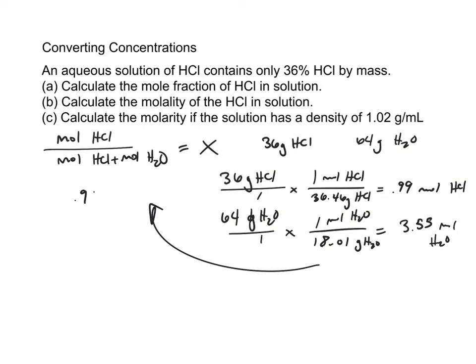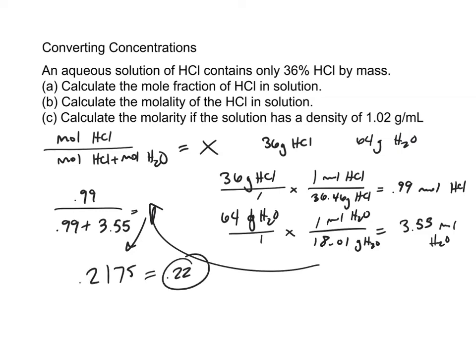So I'm going to take the 0.99 moles and divide by 0.99 plus 3.55. And the answer I get is 0.2175, rounded to 2 sig figs is 0.22. Now, mole fraction has no units. You're simply taking moles divided by moles, so you're just looking at a decimal, something less than 1, because you're comparing the moles of one of the parts of the solution to the total solution, so it should always be less than 1.